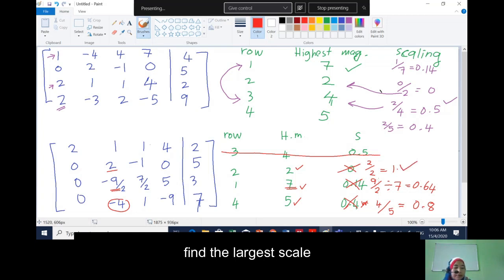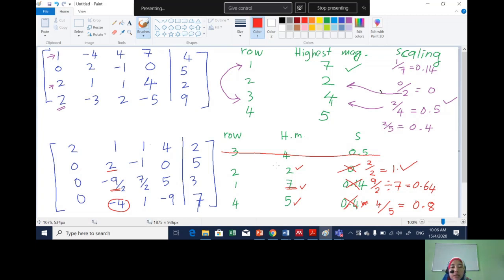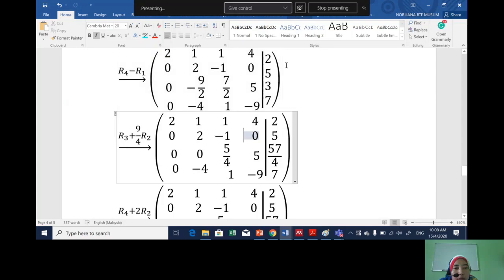This is the largest, right? Because this is the largest and it's already in the correct position, there's no need for us to do pivoting, because the largest scaling, row number 2, is already in row number 2. This row, 0, 2, -1, 0, 5, already has the largest scaling based on the comparison. So no need to pivot.